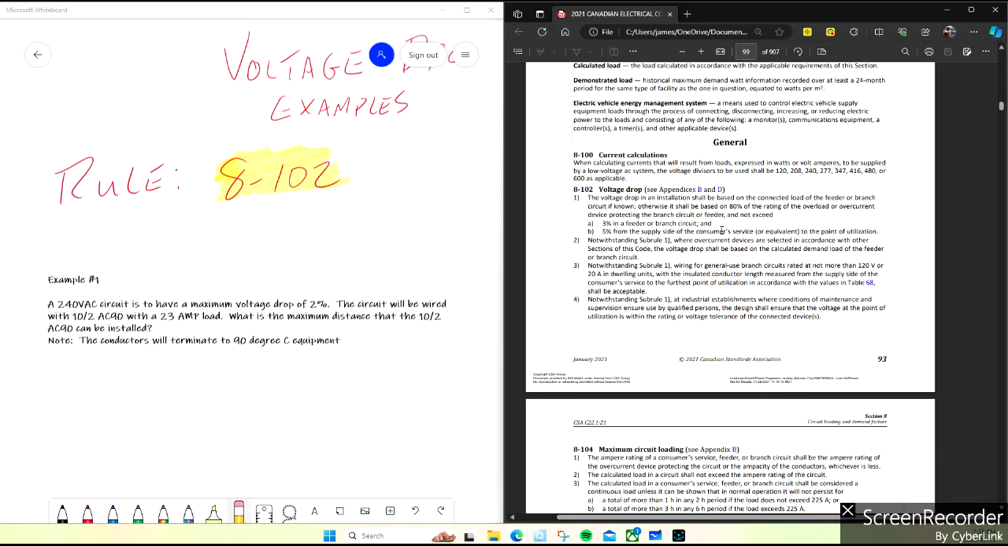Okay. All right, so let's get past that. Let's do some examples here. But before I do that, that was sub-rule 1. So when we're doing voltage drop calculations, we need to know the load. And if we don't know the load, then it's based on 80% of the overcurrent device protecting that part of the circuit. All right.